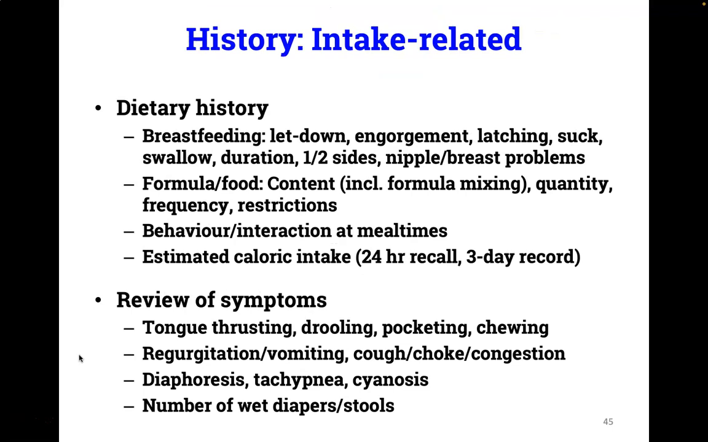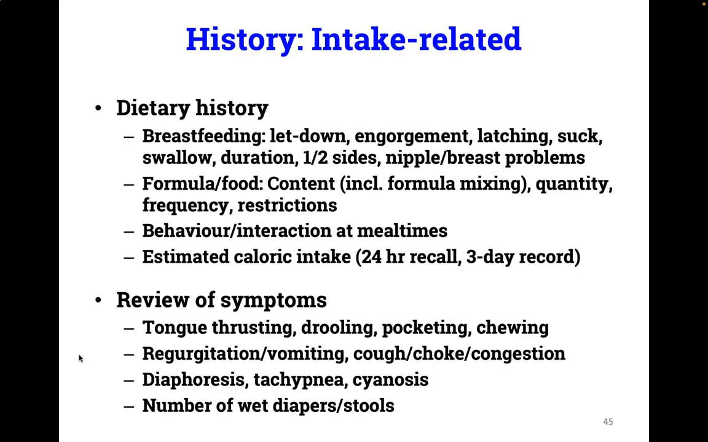So to determine if there's an intake problem and what the contributors may be, you start with a dietary history. If they're breastfed, does the mom experience a letdown reflex at the beginning of the feed? Are the breasts engorged, suggesting difficulties with feeding? Is there an adequate latch, sucking, or swallowing? How long are the feedings lasting for? Does the baby feed on one breast or both? Screen for concerns regarding cracked or painful nipples or mastitis to see if there's any concerns. That's a big part of the history.